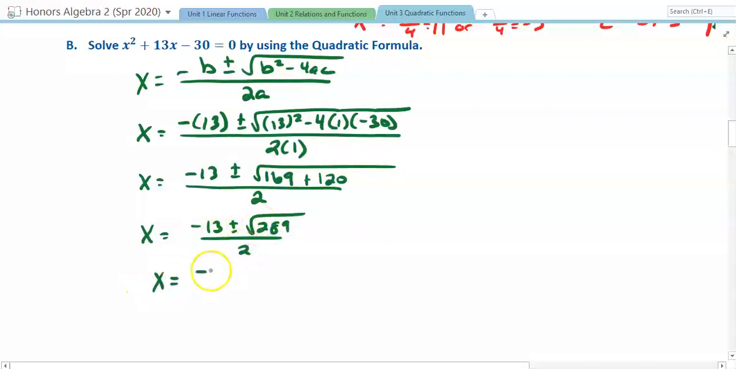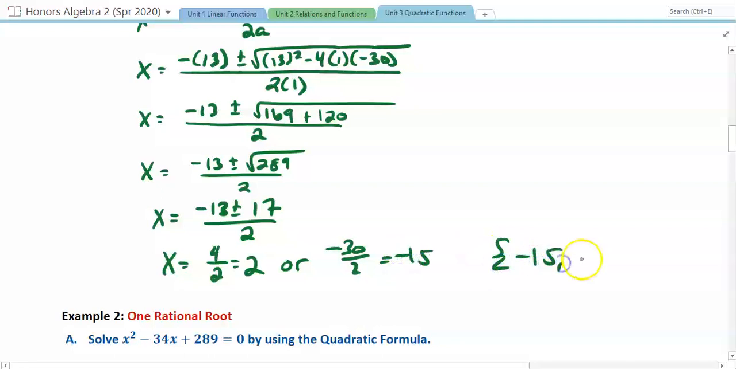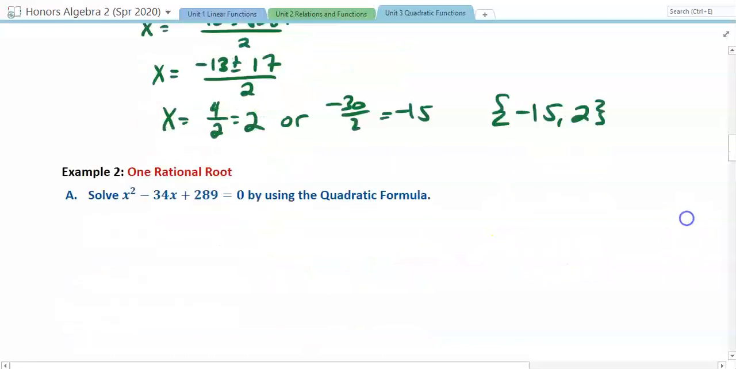And you're probably thinking in your head, well, what's the square root of 289? Well, that's 17 all over 2. Or negative 13 minus 17 is going to be negative 30 over 2. And reducing these, this is 2, and this is negative 15. So our two solutions are negative 15 and positive 2. All right, so there we go.